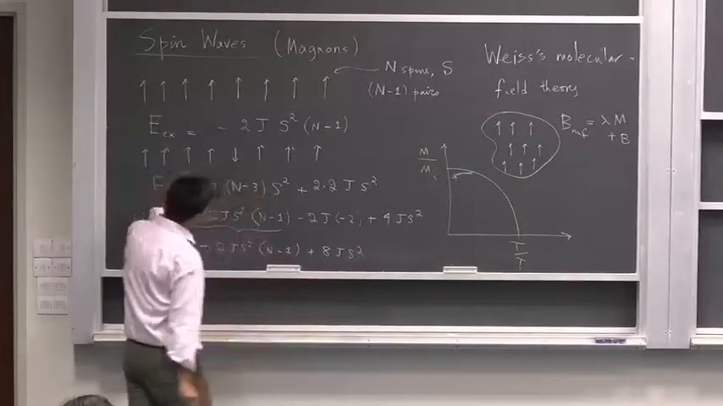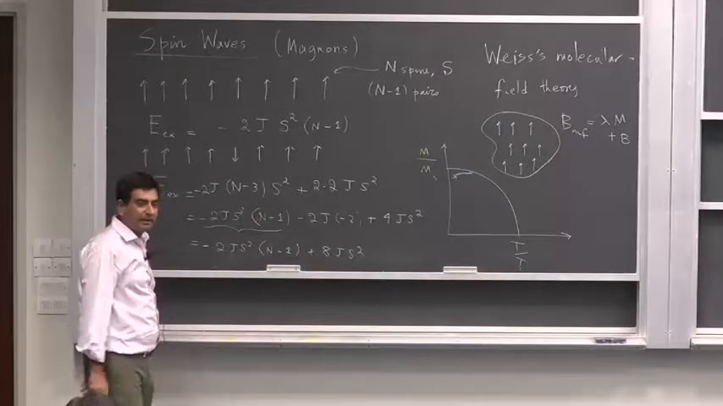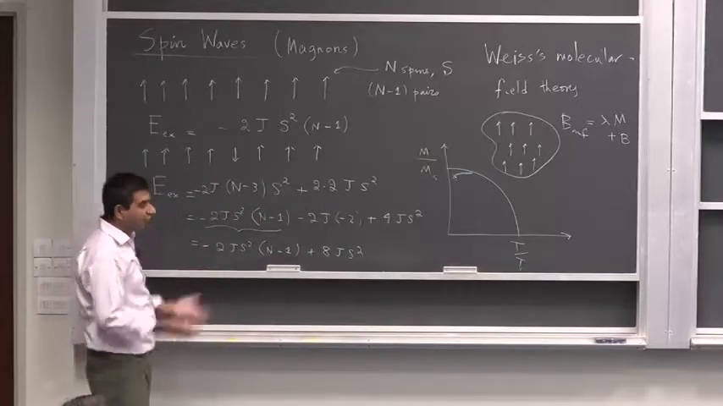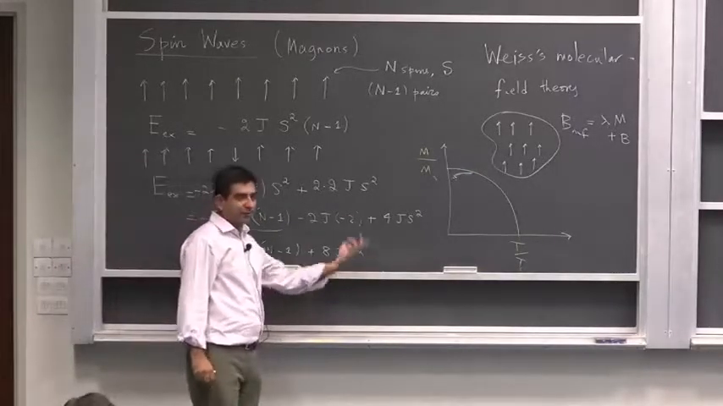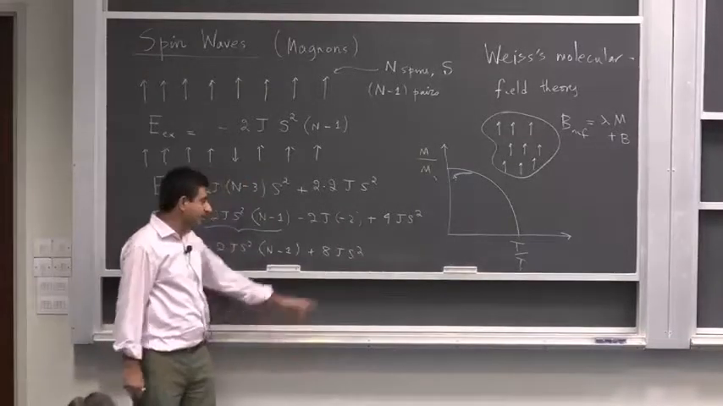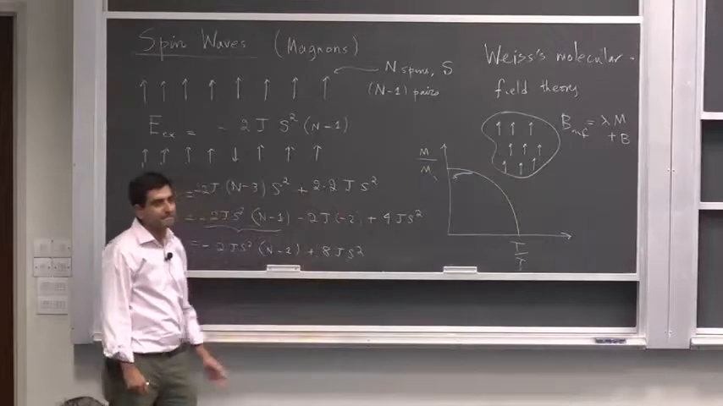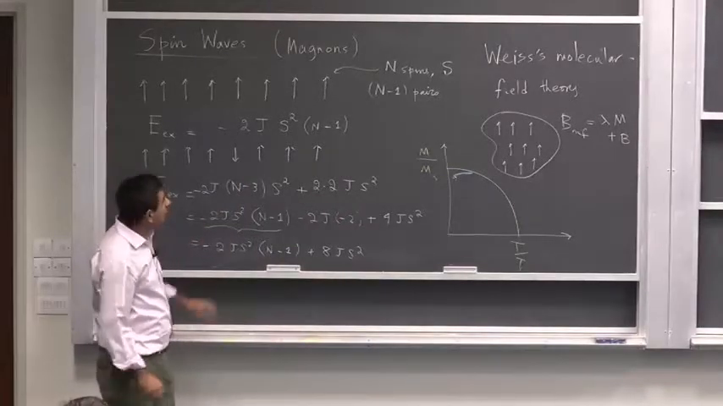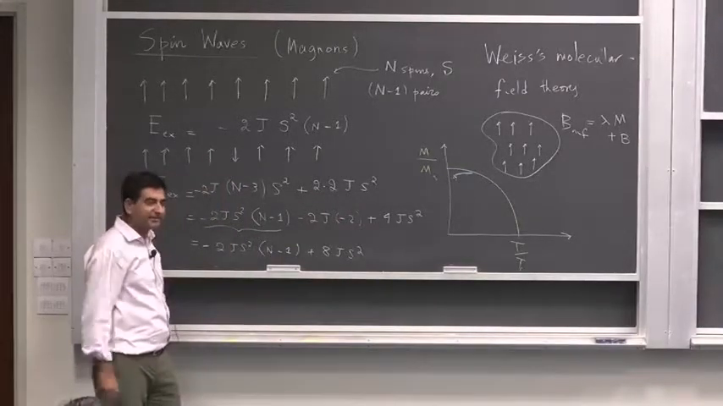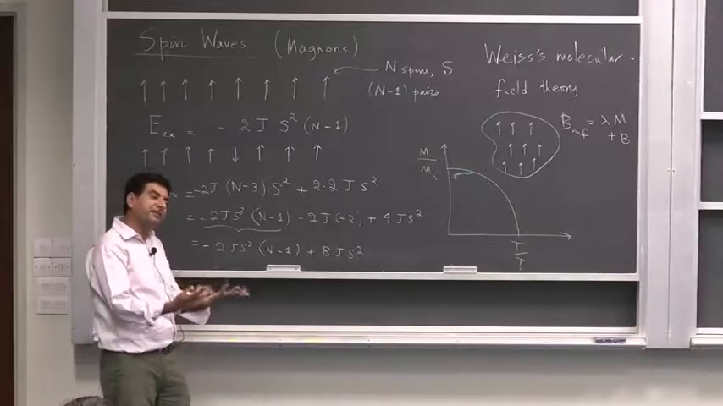So the energy of this configuration, the exchange energy, has gone up by 8J S squared units. Now this S could be a spin half, it could be 1, it could be 3, it could be anything. So now just flipping one spin, that is creating an excitation, increases the energy.